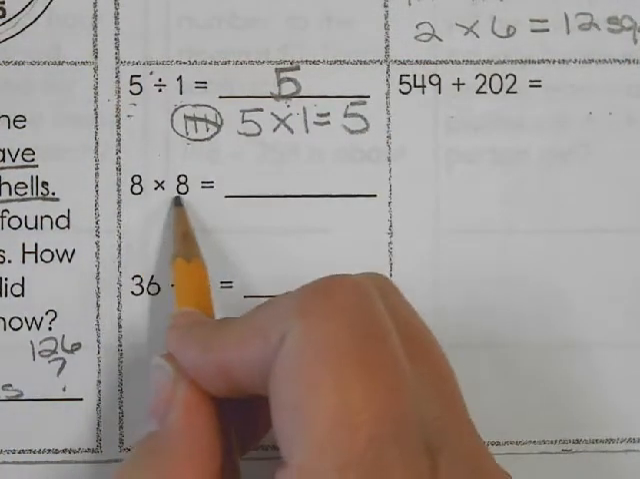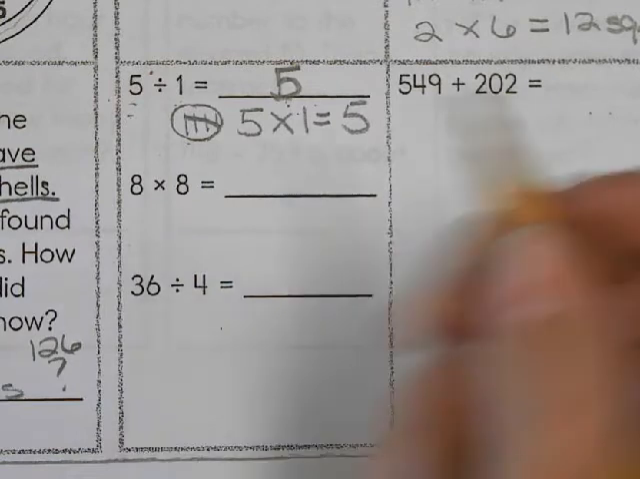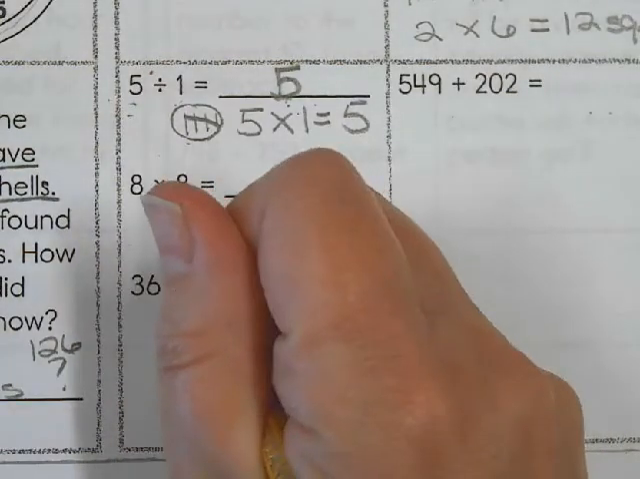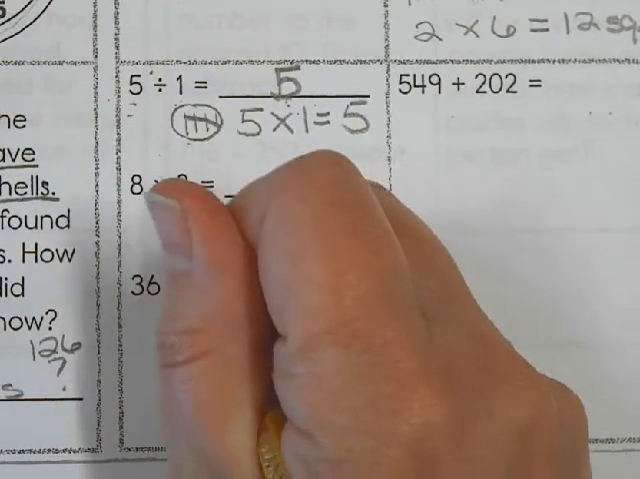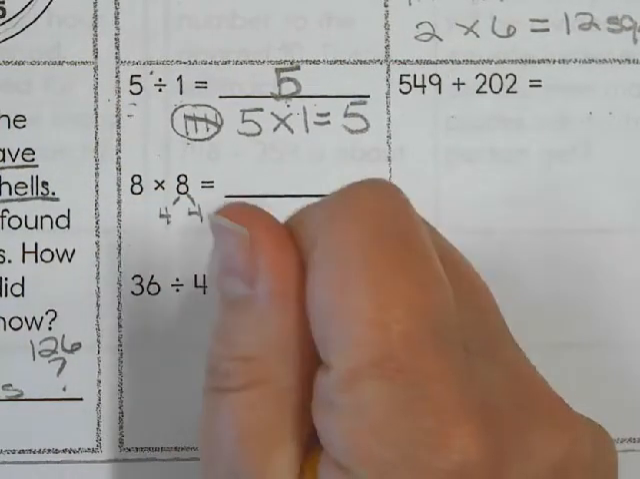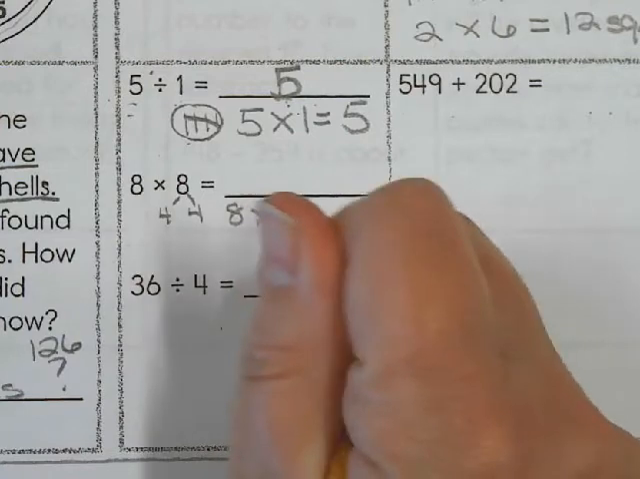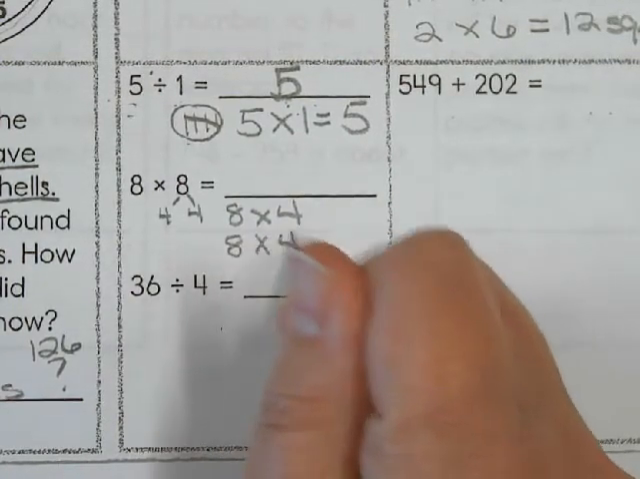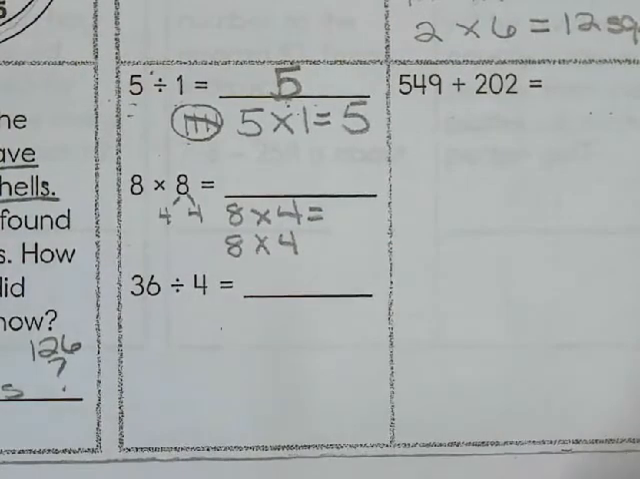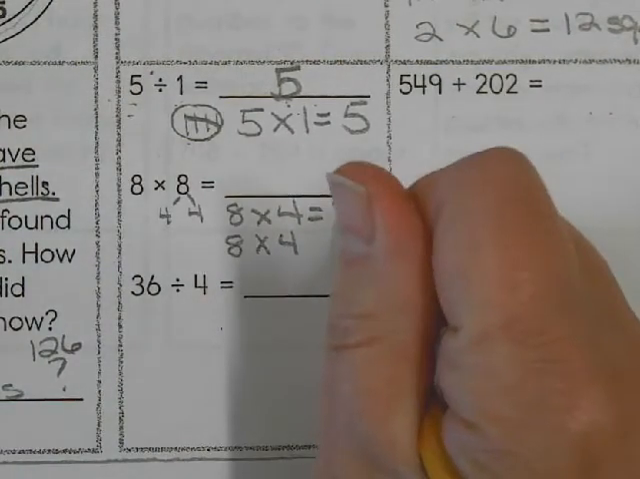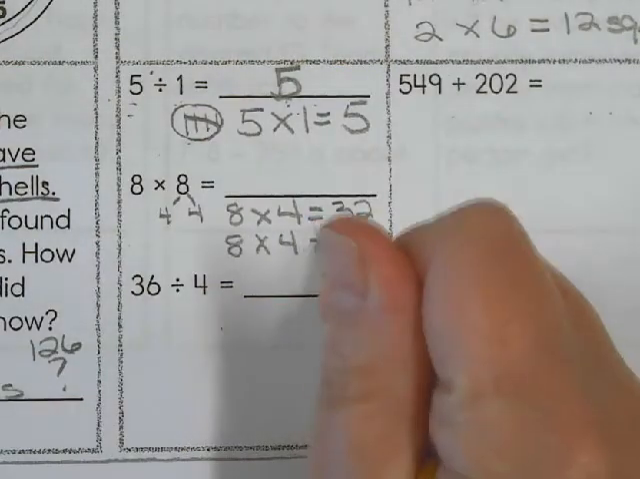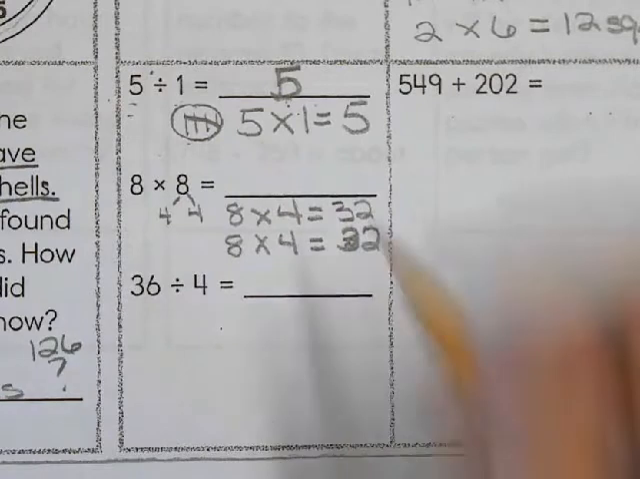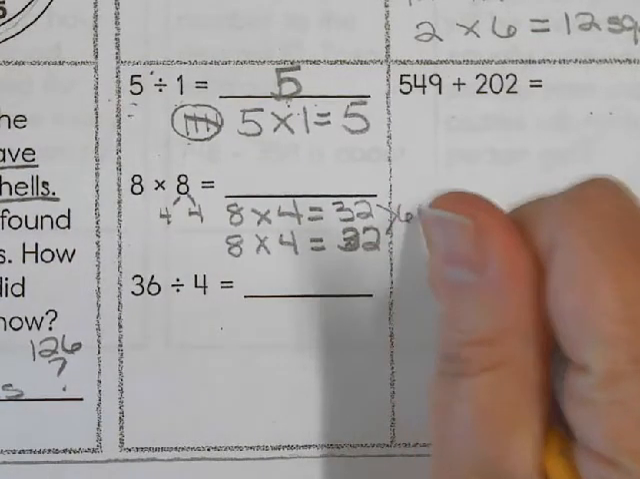We have 8 groups of 8. I'm going to use the distributive property to help us figure this out. So I'm going to break apart this 8 as 4 and 4. If I have 8 groups of 4 and 8 groups of 4 again, if we know our multiplication facts, 8 groups of 4 is 32, and 8 groups of 4 is 32, and 32 and 32 is 64.